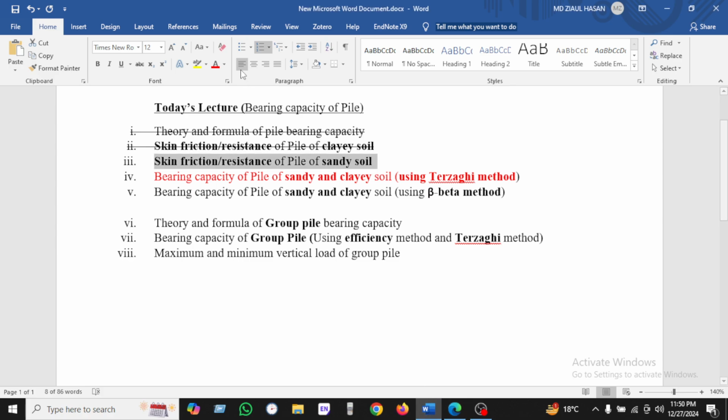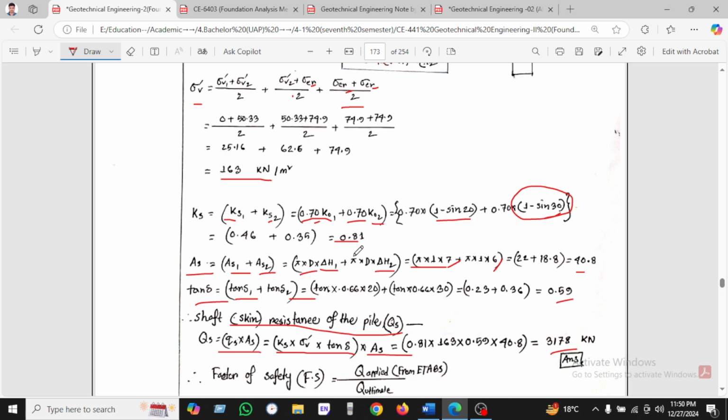So our sandy soil has been completed. Now we'll see the bearing capacity of sandy soil using the Terzaghi method. Okay, so let's see the Terzaghi method.